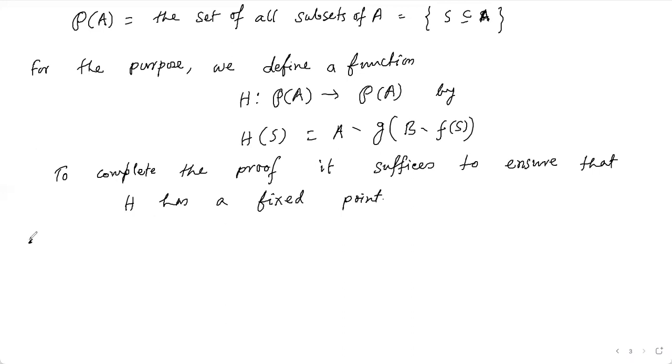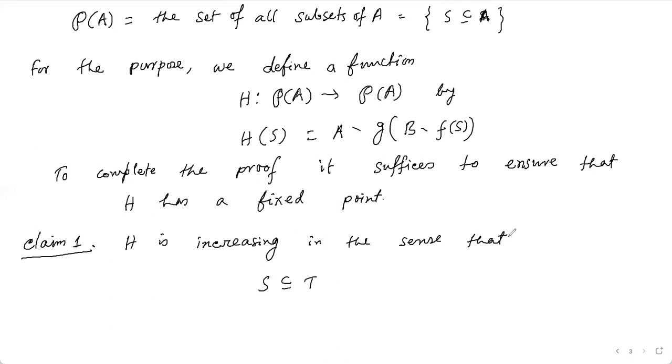So claim 1. This is our first claim about H. H is increasing, in the sense that if S and T are subsets of A, so for S, T belonging to the power set of A, with S subset of T, this implies H of S is a subset of H of T. So this is our first claim, and now let us prove this claim. Proof of claim 1.